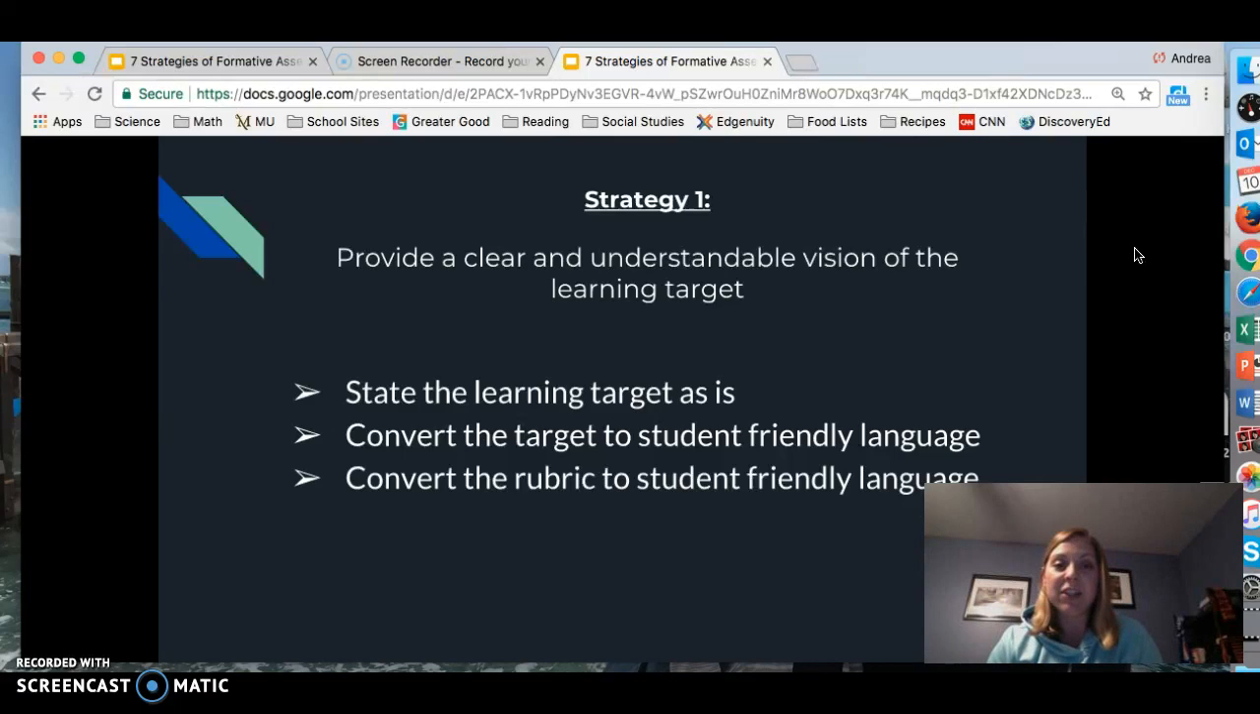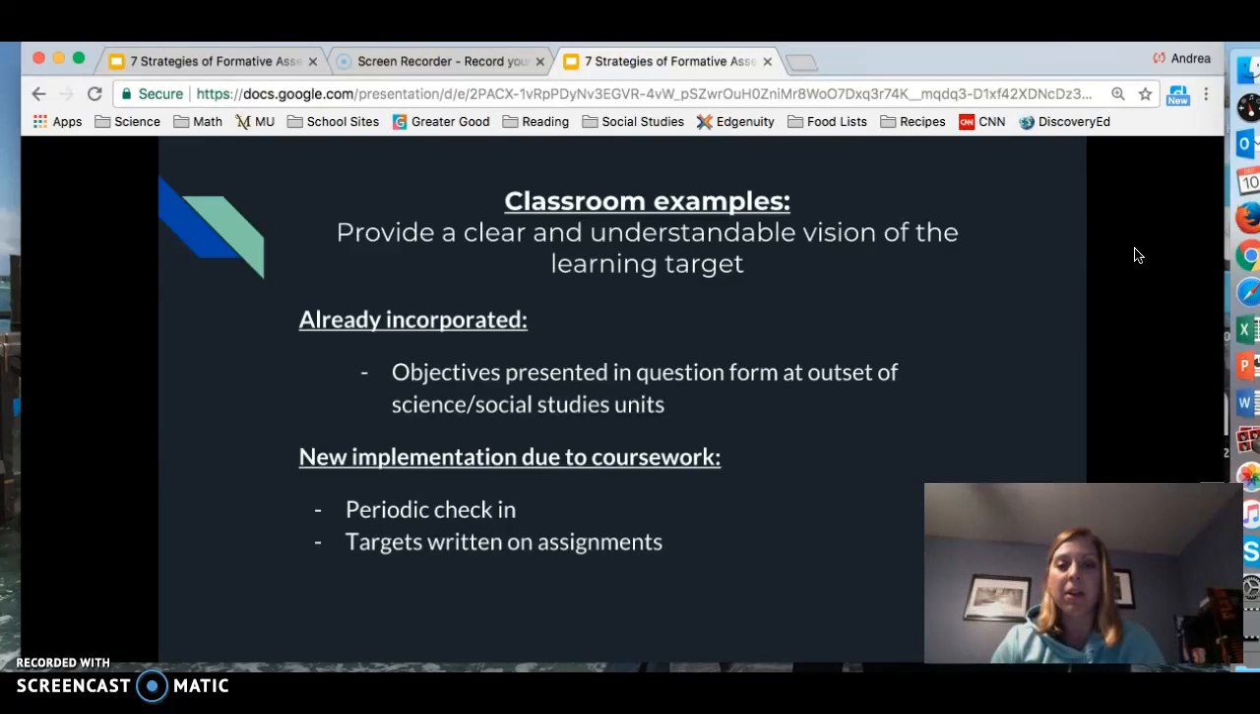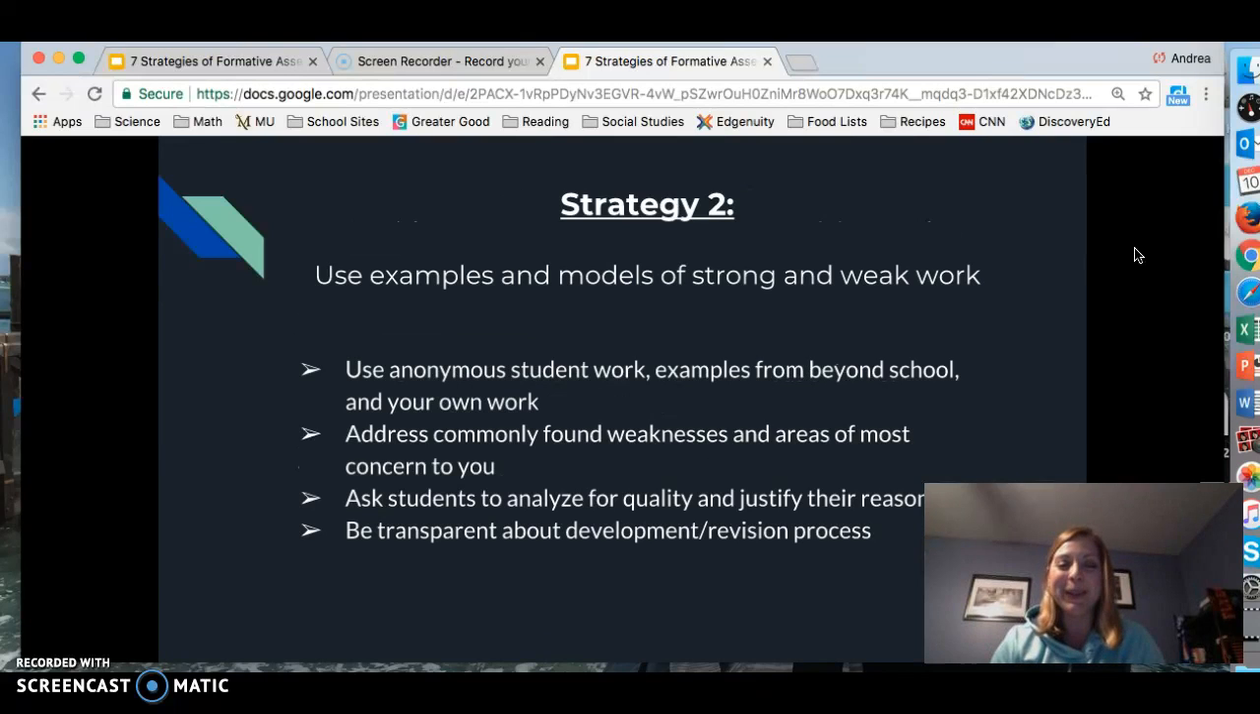For the first strategy, providing a clear and understandable vision of the learning targets, this is something that I've always done and always felt was important. I've done it a lot in our science and social studies units with questions at the beginning of each one so they know what they should be thinking about while we're learning. But now I'm doing a lot more periodic check-ins to see if they know what they're supposed to be learning, and also having them write their targets on the top of their assignments.